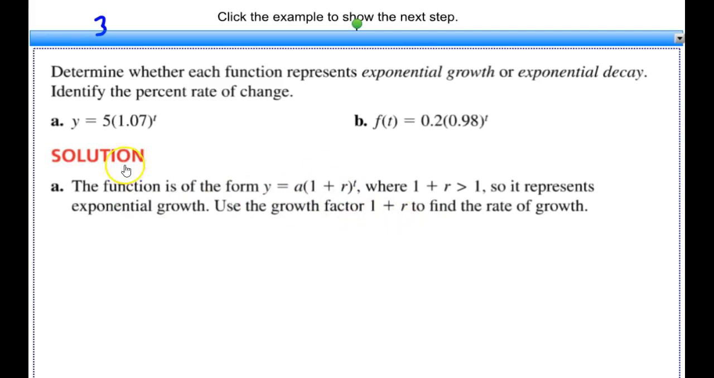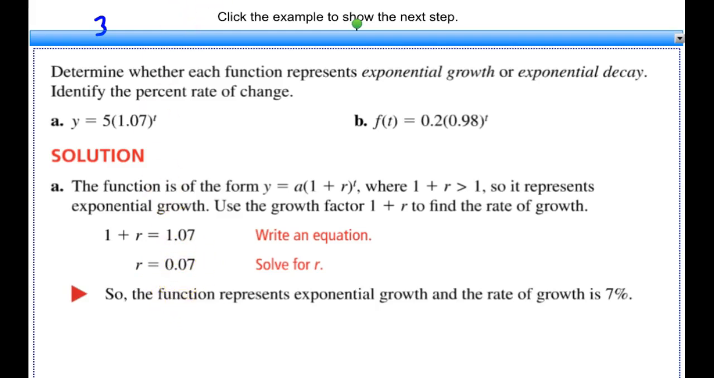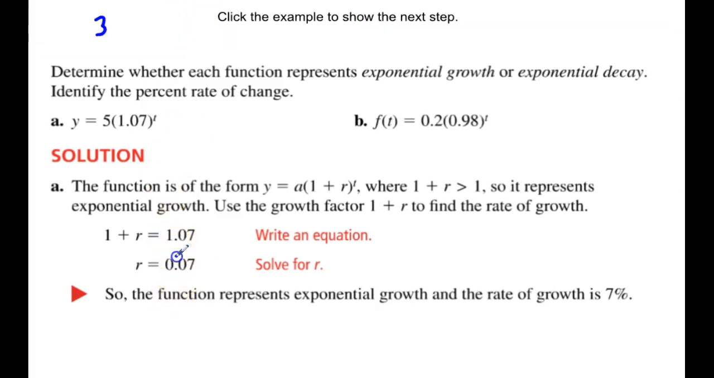So I use my growth factor to find the rate of growth, because I'm also asked to identify the percent rate of change, right? And I see that this in my parentheses is greater than 1, so I know it's going to be growth, right? Because it's going to be 1 plus something. So I can write out my equation, whatever's in my parentheses: 1 plus r equals 1.07. So I know that r equals 0.07, and that's in decimal form, so I want to get it into percent form. Again, I take my decimal and move it 2 places to the right, and I draw my percent sign. So that becomes 7%.